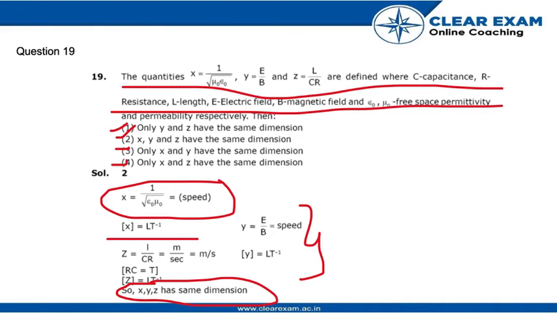Now we have to calculate the dimension of z. The dimension of z, meter per second, is length and time inverse, that is L T inverse. So out of the 4 options available, we have to select the one which is correct. As we can see, x, y, z, all of the 3 above have the same dimension. So we can say that x, y, z have the same dimension. So the second option is the correct option of this question.